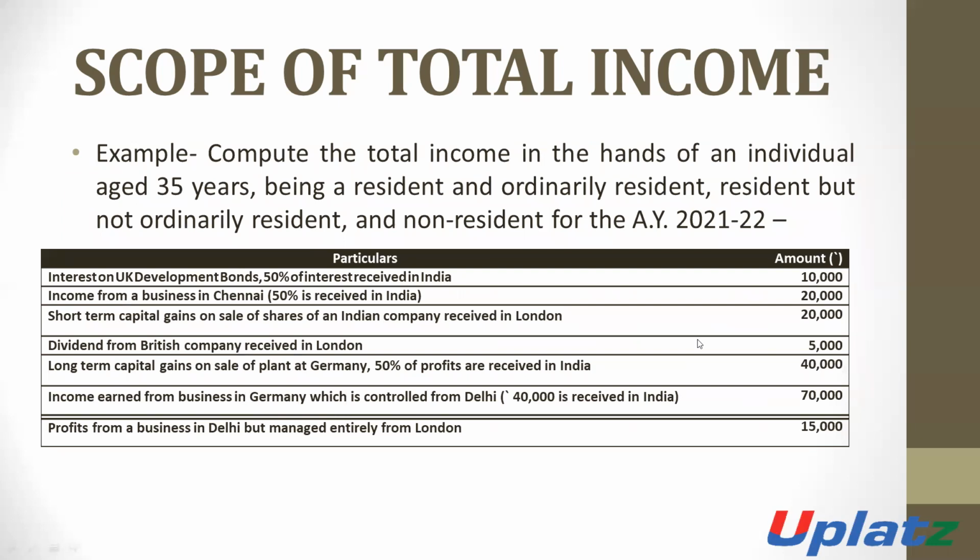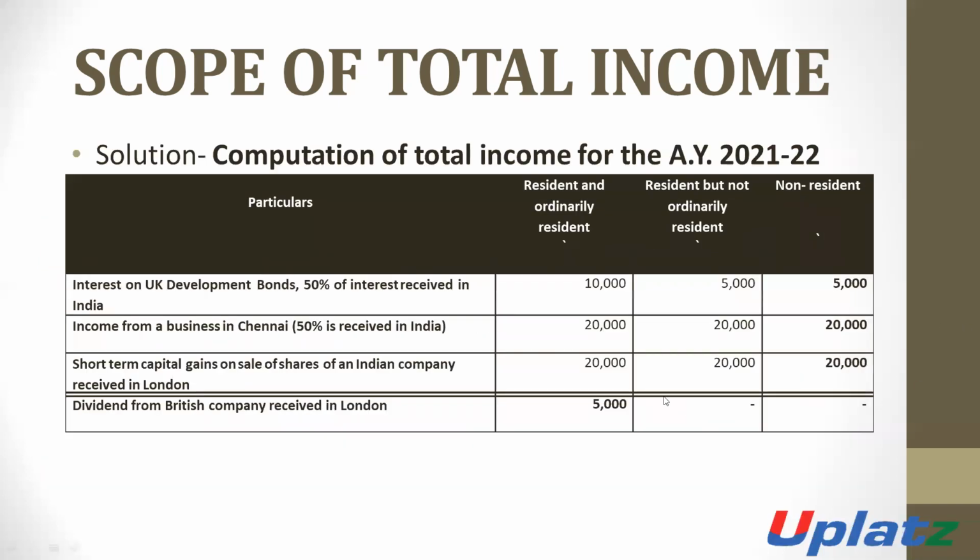Number three, short-term capital gain on the sale of shares of an Indian company received in London. It is not received in India, but it accrues and arises in India, so it will be taxable in India. Total 20,000 will be taxable in India.